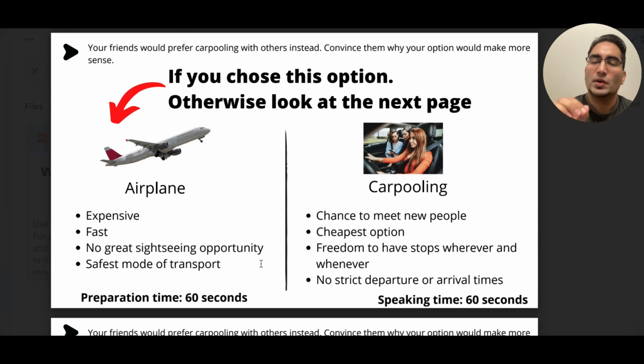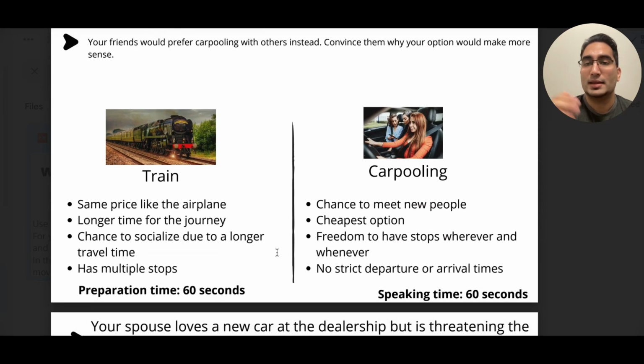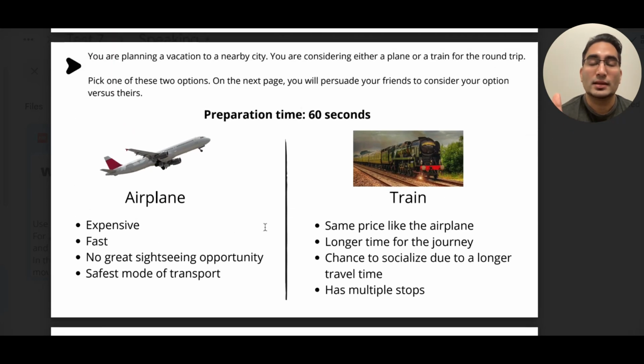Here again, you get another 60 seconds to prepare. So you have basically 2 minutes of preparation. Your speaking time is going to be 60 seconds. So it's going to be 1 minute speaking where you have to then talk about everything. If you chose the train, you would have this option, and carpooling would be the option next to it. Okay? So if you don't pick anything, the computer will choose one for you. So before your 60 seconds initially finish, make sure to pick something.